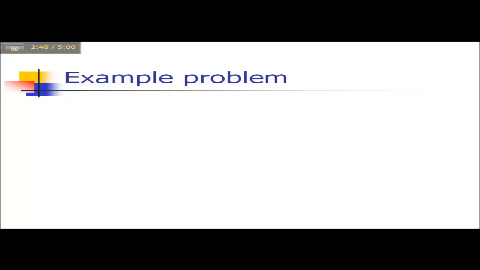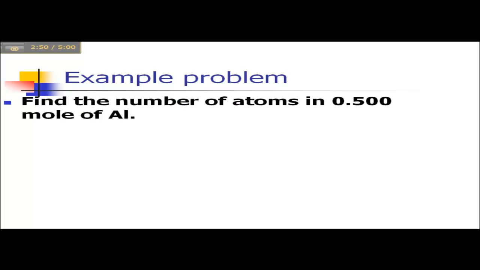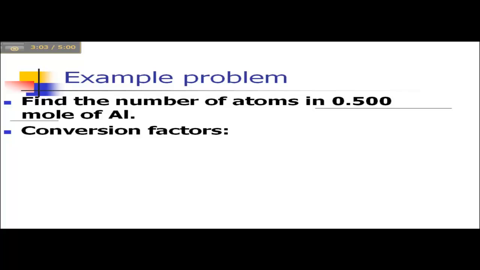Now let's look at some example problems. Find the number of atoms in 0.500 moles of aluminum. So that's basically half a mole of aluminum. So we're going to circle and underline what we're supposed to. Here we go. So 0.500 moles of aluminum. We're trying to find the number of atoms of aluminum.